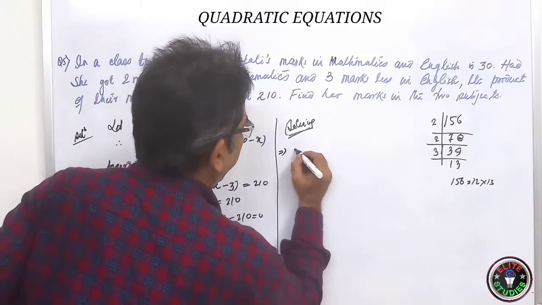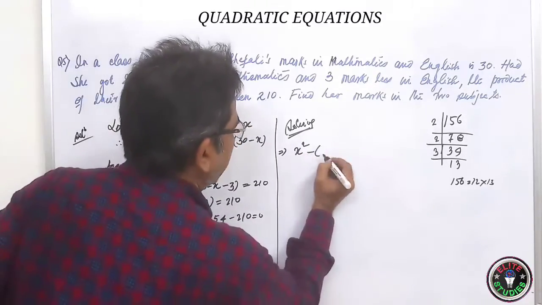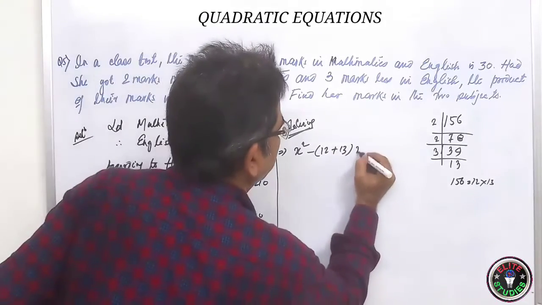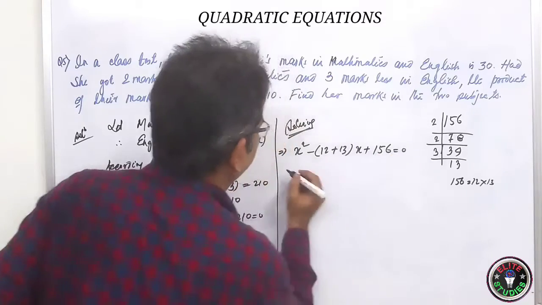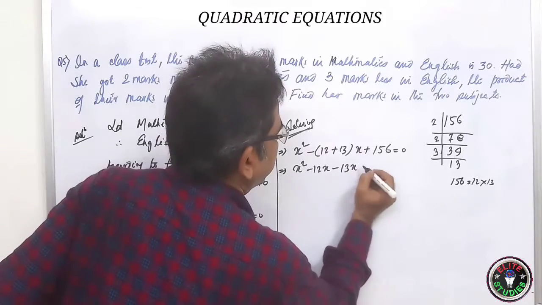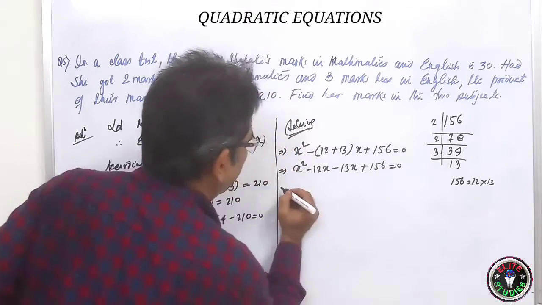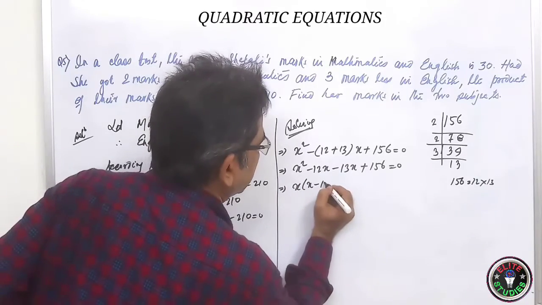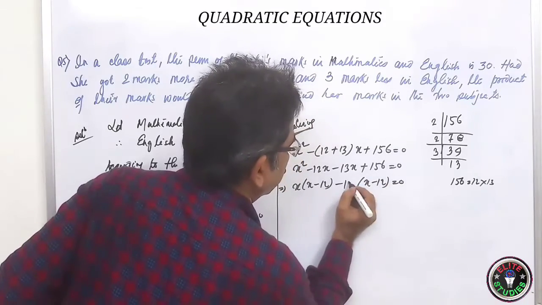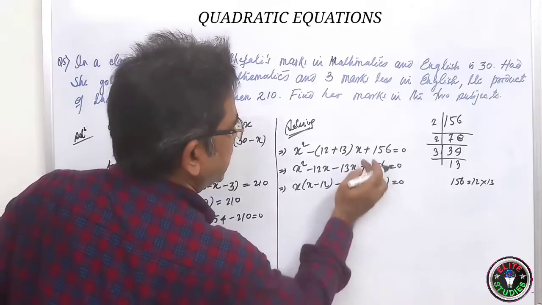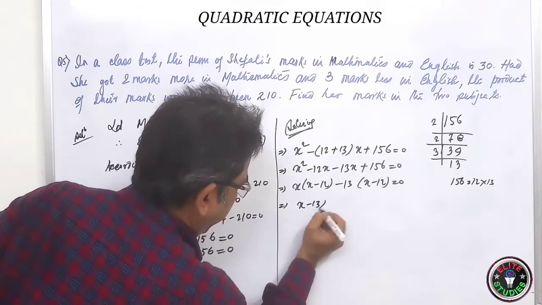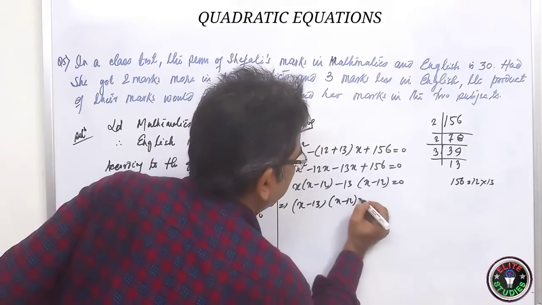So therefore it will be x square minus, in place of 25 we can write 12 plus 13, x plus 156 is equal to 0. So it gives x square minus 12x minus 13x plus 156 is equal to 0. So it gives x minus 12 common, and minus 13. You got it? So this gives us x minus 13 and x minus 12 is equal to 0.